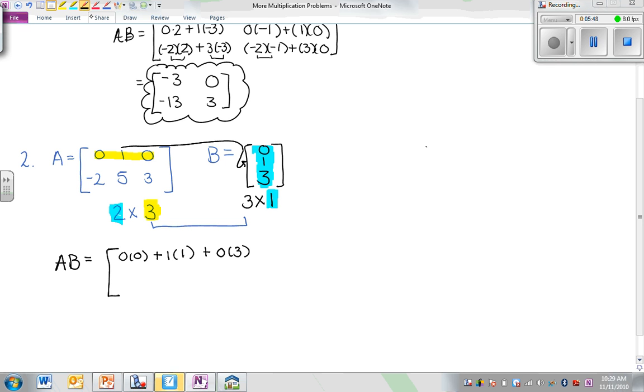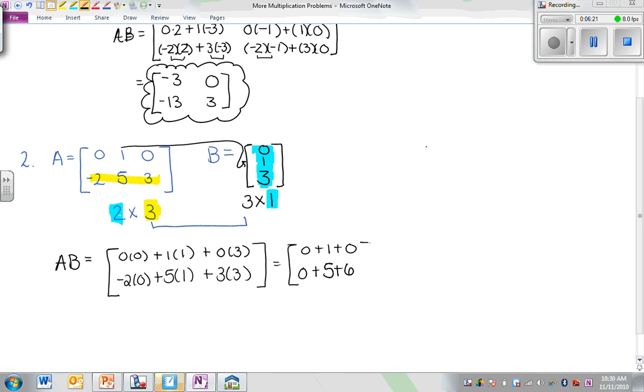Now I move down to the next one. So here I have negative 2 times 0 plus 5 times 1 plus 3 times 3. So we've got here 0 plus 1 plus 0. Oh no, that's 0, right? 0 plus 5 plus 6. So the top row is just going to be 1. And the bottom row is going to be 11.